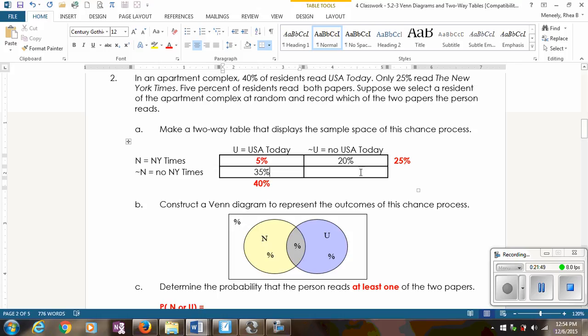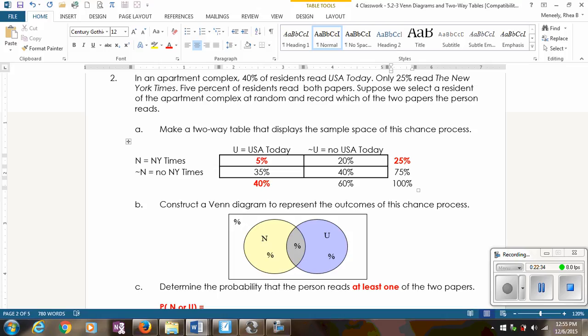That enables me to complete my table because I know that I have to deal with 100% of residents. So I know that whatever is in this cell right here is going to be the percentage of residents that don't read either paper. Well, I know that 5% read both. If I add to that the 35% that just read USA Today, that's a total of 40%. If I add this 20%, that's going to be 60%. So that tells me that the remaining 40% read neither. And this way you can just double check to make sure that all of your percentages add up to 100. So this would be 60%, and this would be 75% over here, and that leaves me with 100% of my residents. So you do want to make sure that all of the cells add up to give you 100%.